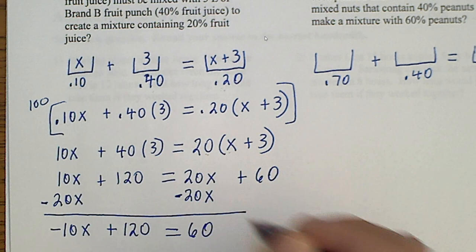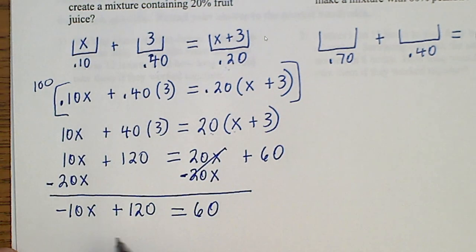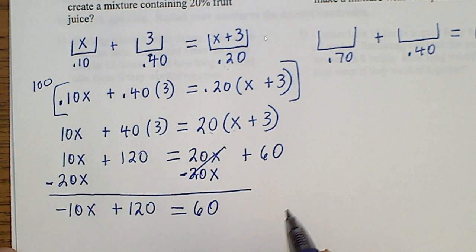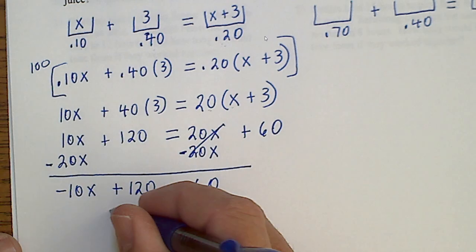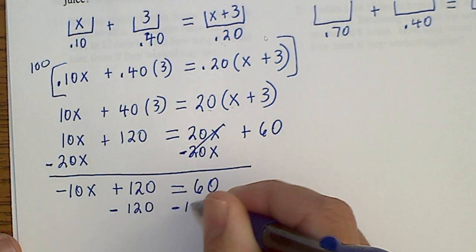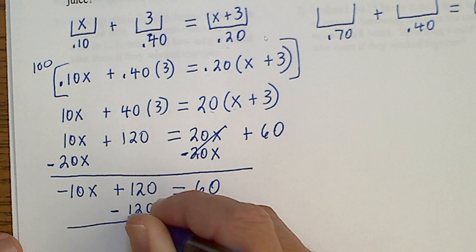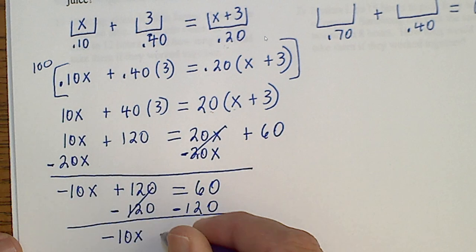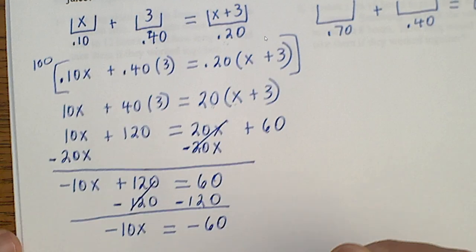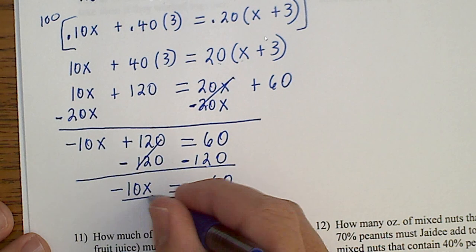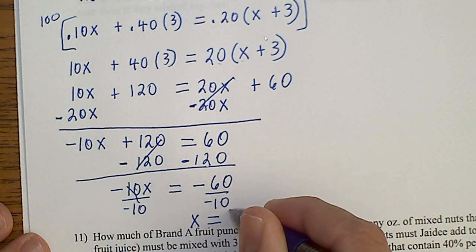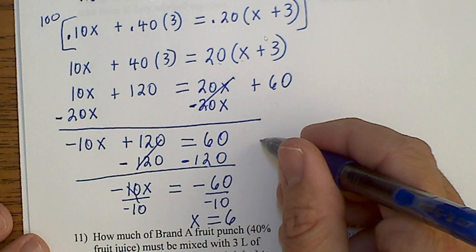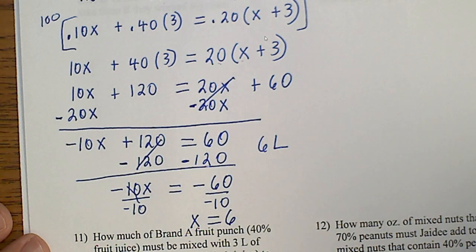Okay? So that results in negative 10x plus the 120 is equal to 60, right? Because over here it canceled out. And now notice we're looking a lot like the equations we saw in the last lesson, where now we just solve for x. We subtract the 120 from each side. And 60 minus 120 should be negative 60. And then we would just divide both sides out by negative 10, and as a result we get 6. So the answer would be 6 liters is how many we would put in that first container.